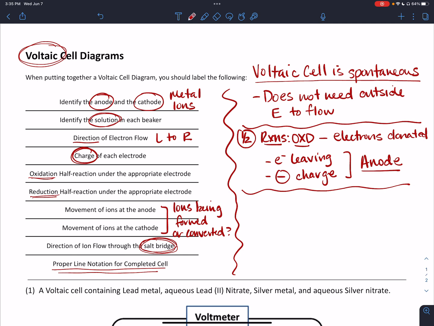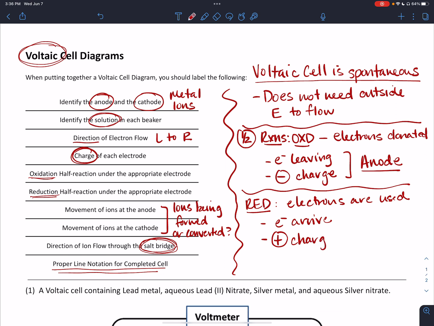For our other half reaction, our reduction, the electrons are used here. Because of that, the electrons arrive here. The electrons are attracted to this particular electrode, and so we give it a positive charge. And this is going to be our cathode.